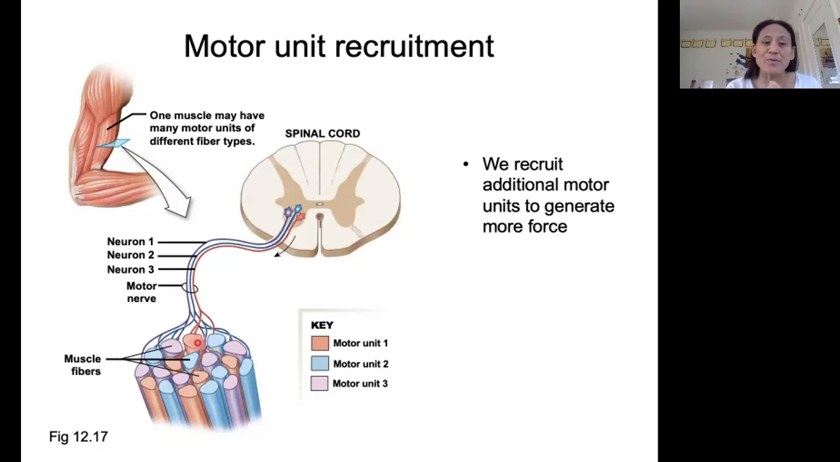Of course, you can't do this if you're using all of your motor units. If you are performing a maximal contraction where you're contracting every single one of your motor units, you can't do that rotation to avoid fatigue. But if you're doing a submaximal contraction, that is one strategy that our muscles use to avoid fatigue.